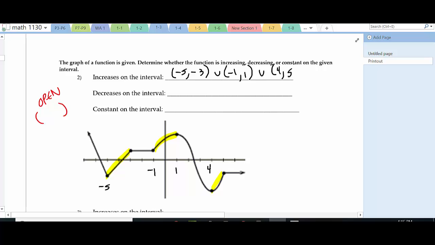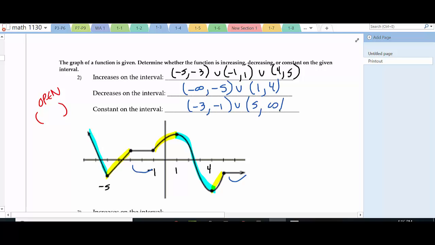Okay, like that. Decreasing would be here and there. So you need to name those in intervals. So the intervals on that would be negative infinity to negative 5, and then union 1 to 4 like that. Constant just means it's flat. So constant would be here and there. So that looks like negative 3 to negative 1, and then 5 to infinity. So that's what you have.